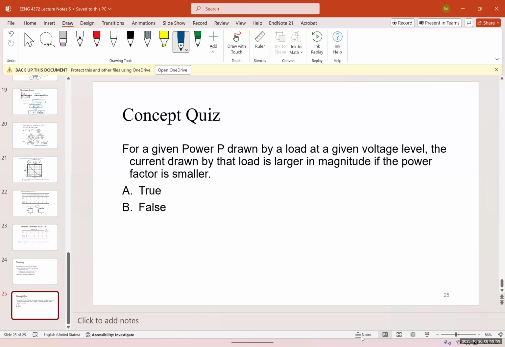For a given power P drawn by a load at a given voltage, again, this is for attendance. You're going to get the full grade. Just want you to have your names. And I'm going to give bonus points for attendance.